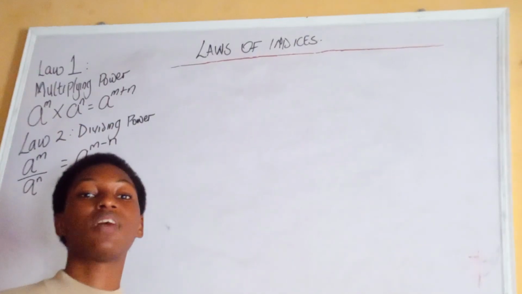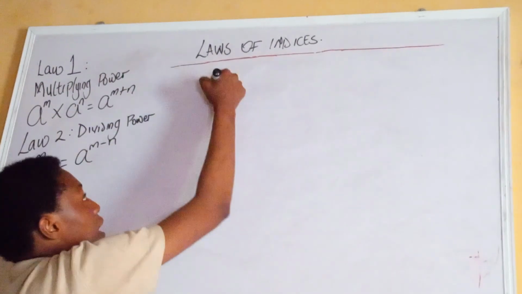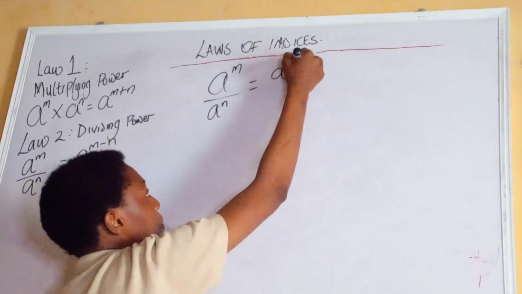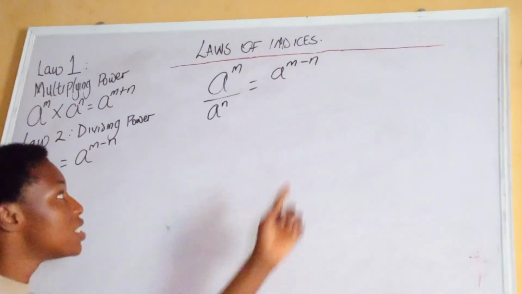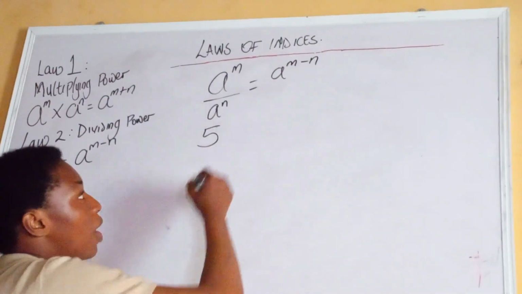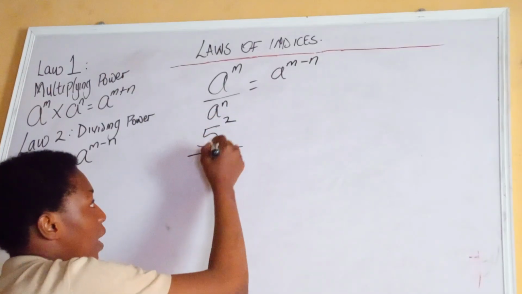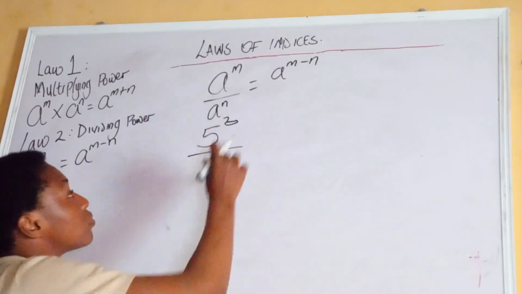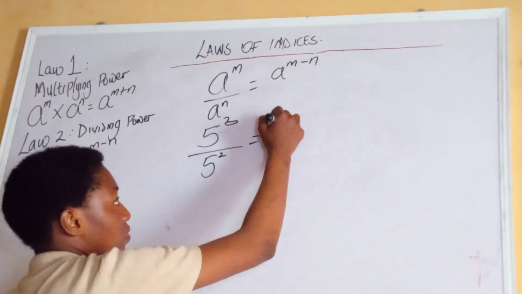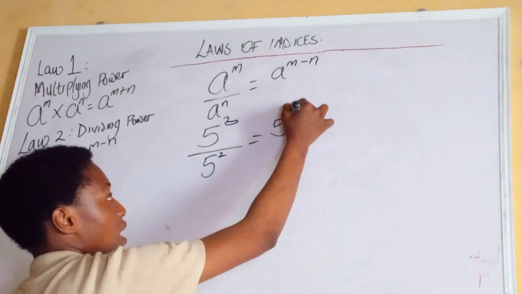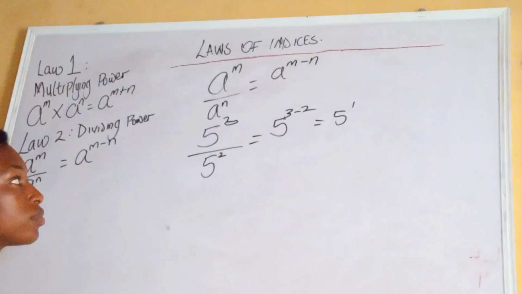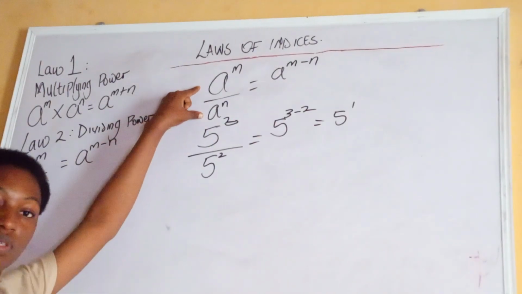Alright, so the second rule is the dividing power, whose formula is a to the power of m all over a to the power of n is equal to a to the power of m minus n. That means if you have something like, let's say, 5 to the power of 3 divided by 5 to the power of 2, this will simply be 5 to the power of 3 minus 2, which will give you 5 to the power of 1. The rule is still the same.